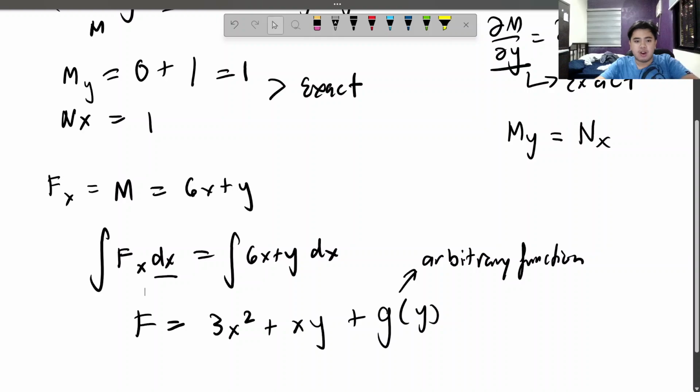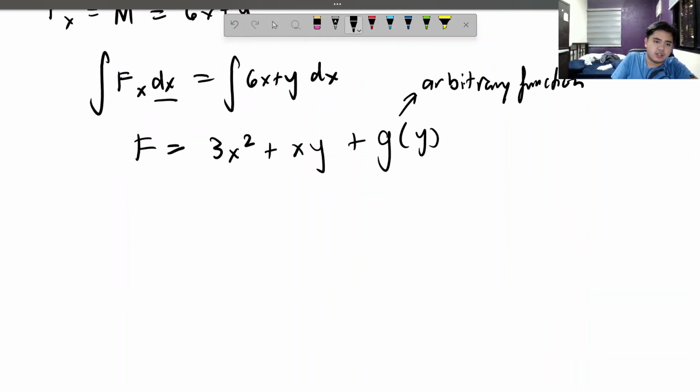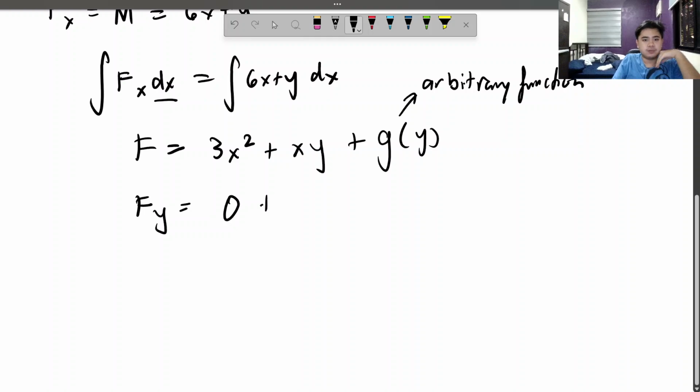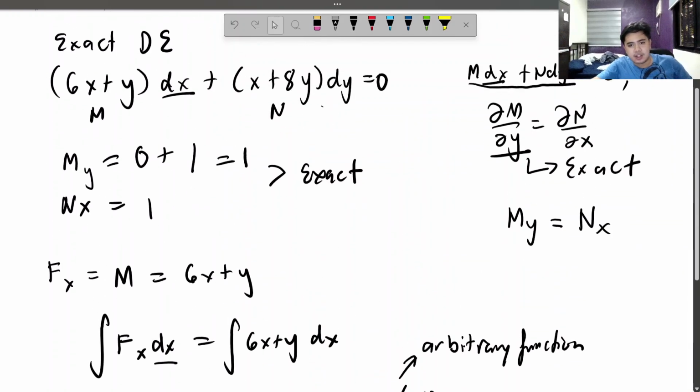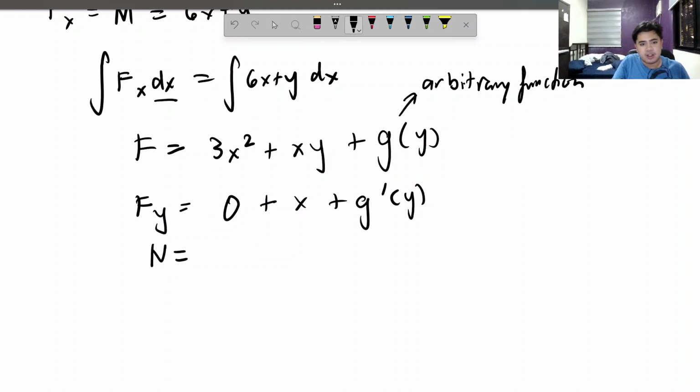And how can we find g of y? Well, let's go back to the partial of f with respect to y this time. The derivative of 3x squared with respect to y is 0. The derivative of xy with respect to y is just x, since the derivative of y is just 1, plus g prime of y. Now, f_y is also N. And what is N again? Let's see: 8x + 8y.